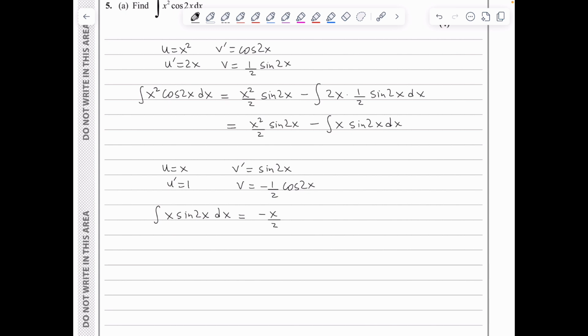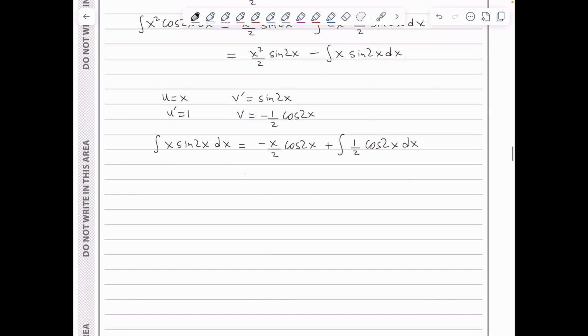Therefore the integral of x sin 2x dx will be minus x/2 cos 2x, the uv, minus the integral of u'v. I can see that the negative sign here will make this negative positive, so it's going to be plus a half cos 2x dx. So I can proceed to get minus x/2 cos 2x plus 1/4 sin 2x, because the integral of the cosine is sine, and I also divide by the derivative of 2x, which is 2, so I get the 1/4 here. So I can now put everything together.